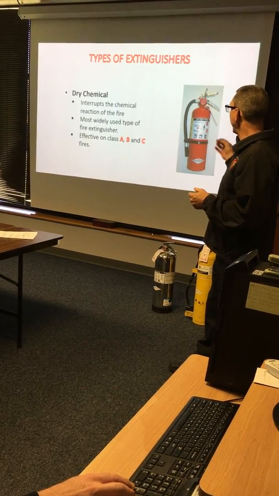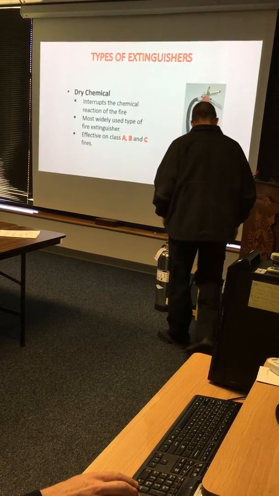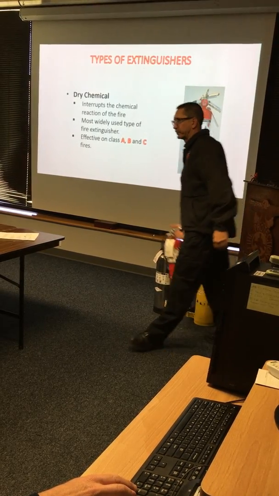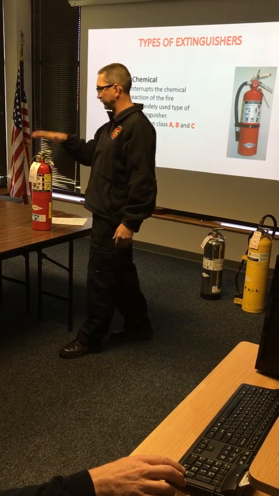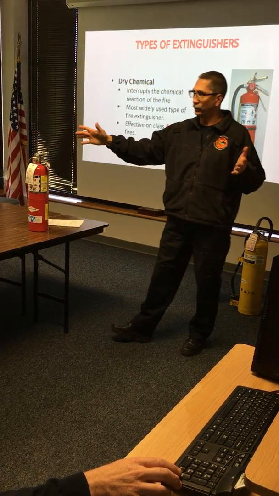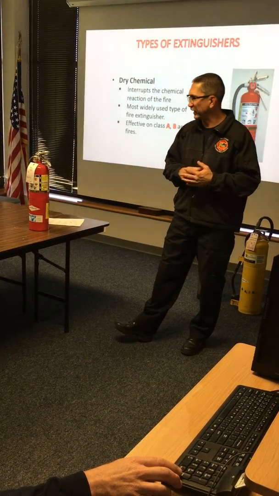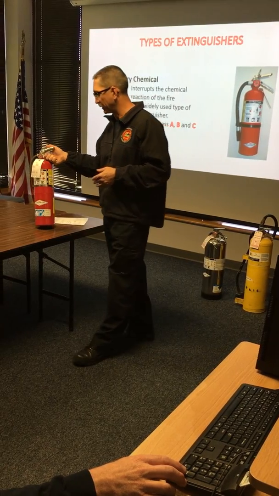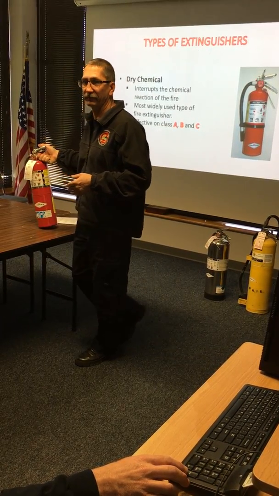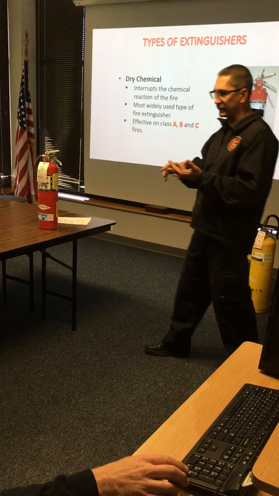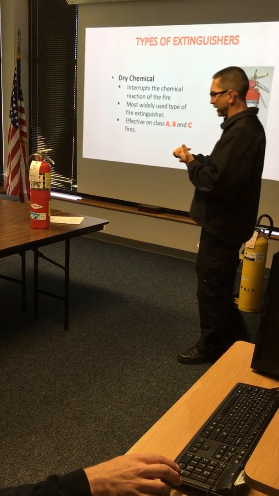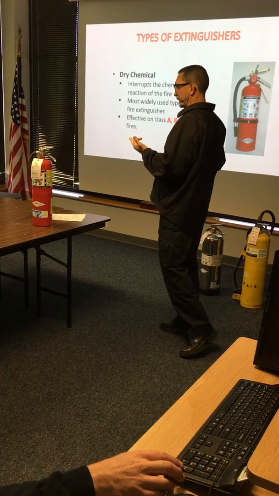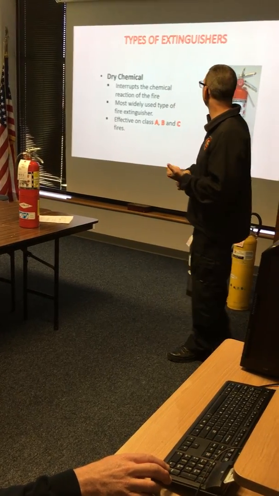Now, ABC. This is your most common type of extinguisher there is today. This is where you'll find 99% of the extinguishers. You walk around your buildings that you're in, you'll see an ABC extinguisher. This is good just about for everything. Class A, Class B, Class C fires. Use it and you remove the chemical reaction of the fire.